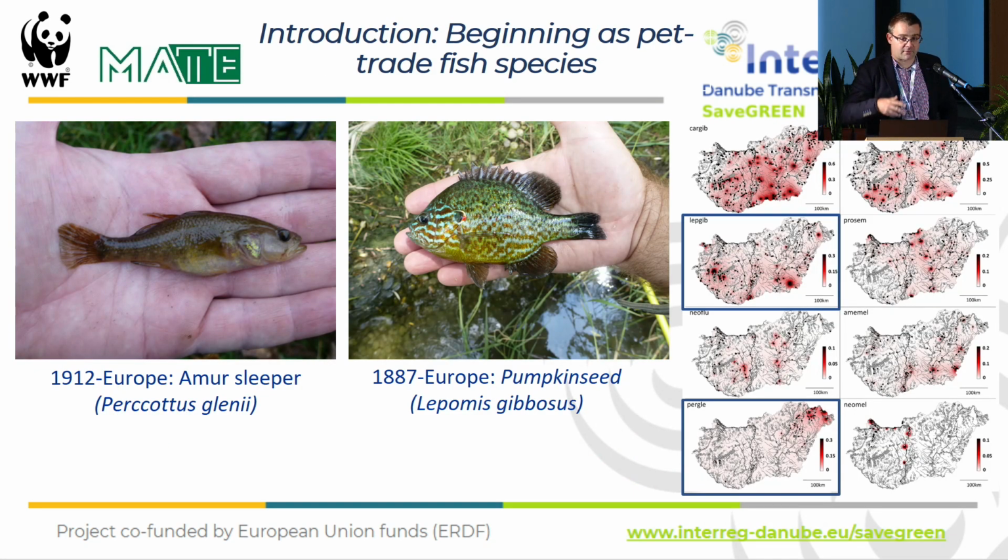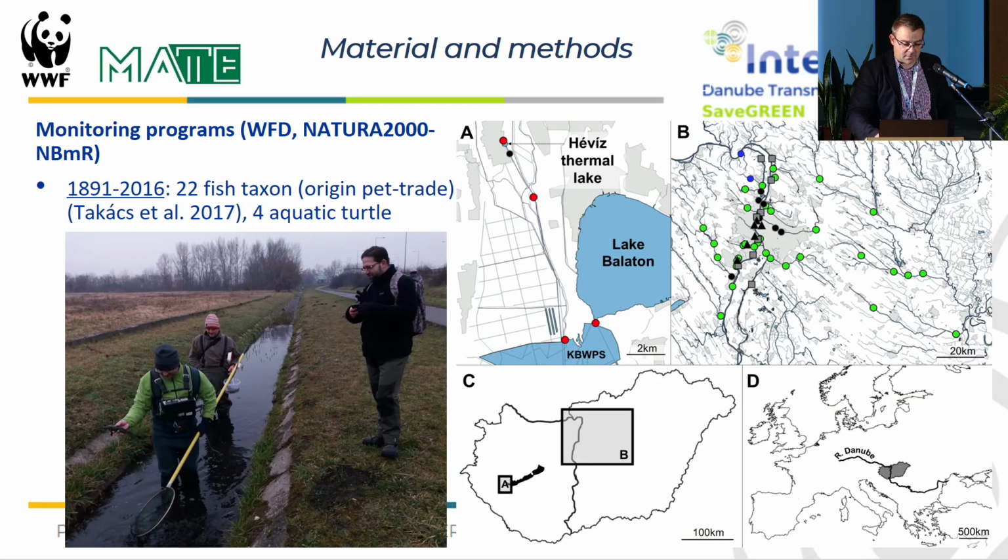And why is this interesting? For example, in the case of the Amur sleeper, 4 individuals were transported to a Russian aquarist, not far from St. Petersburg, and these 4 individuals started to colonize the whole Eastern European continent. And the pumpkinseed, this North American species, is the 3rd most abundant non-native fish species in Hungarian waters, and in Europe it is a blacklisted species since 2016, and creates a lot of ecological and nature conservation problems.